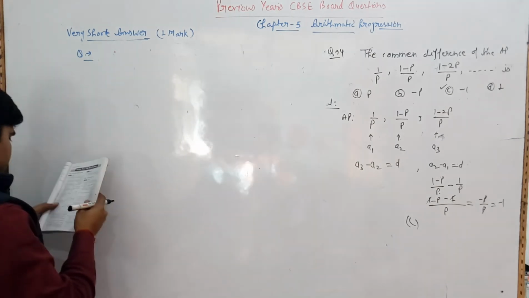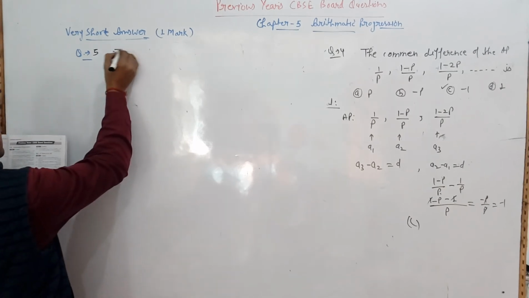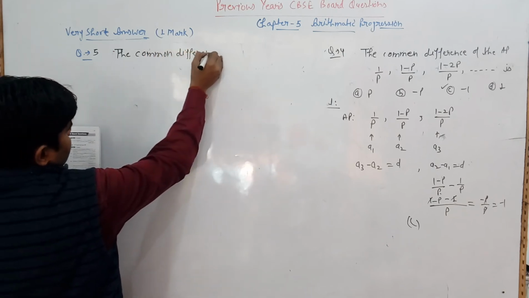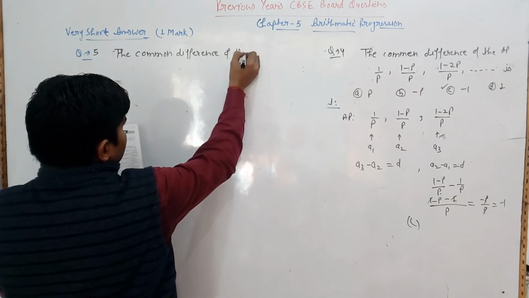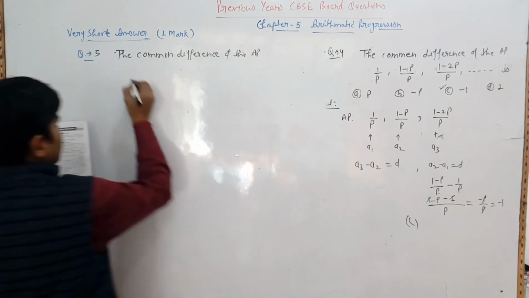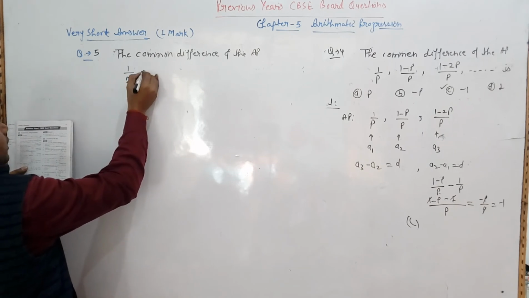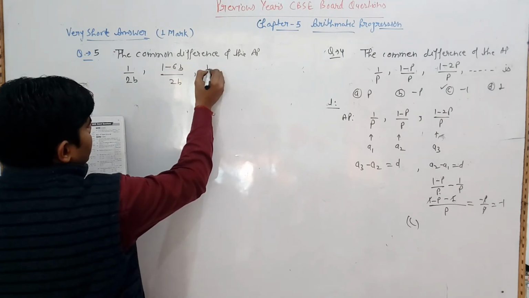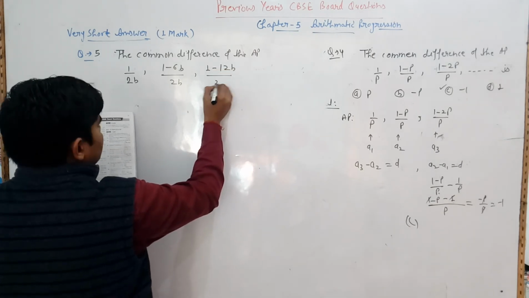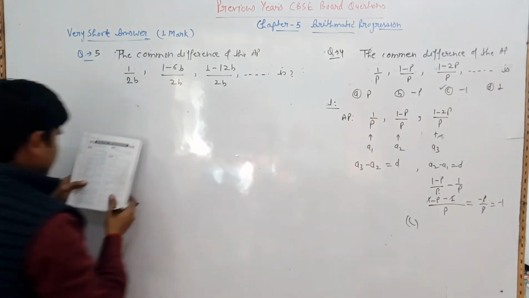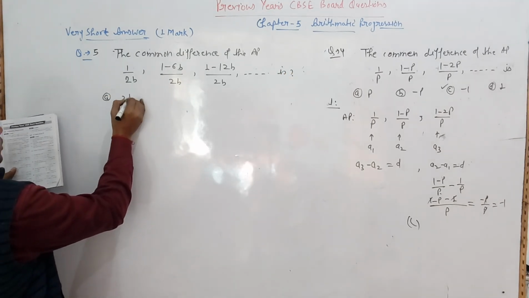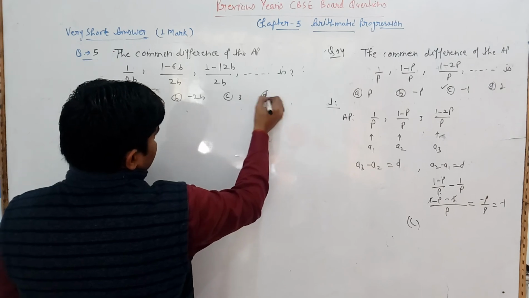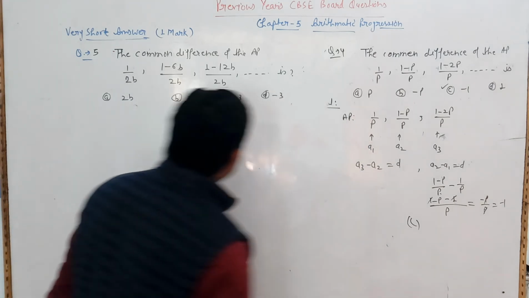Question number 5. Fifth, similarly, the common difference of the AP 1 by 2B, 1 minus 6B upon 2B, 1 minus 12B upon 2B, and so on, is: option A is 2B, B option minus 2B, C option 3 and D option minus 3. How can we solve this?